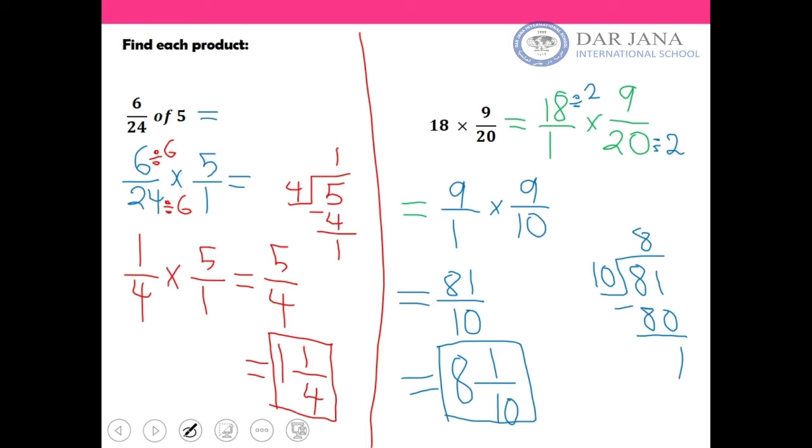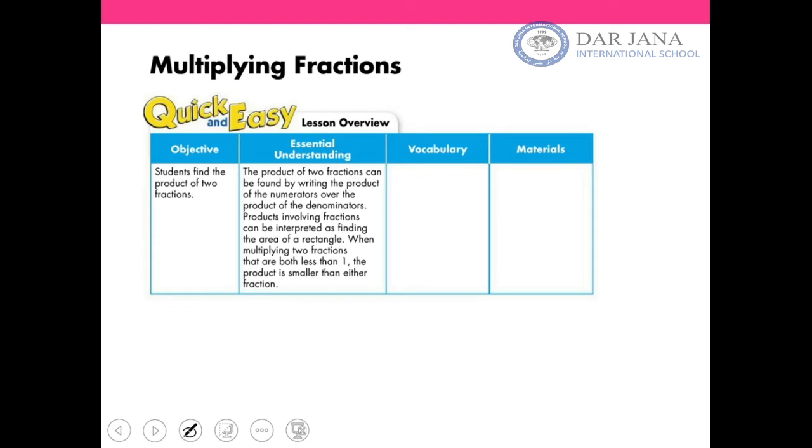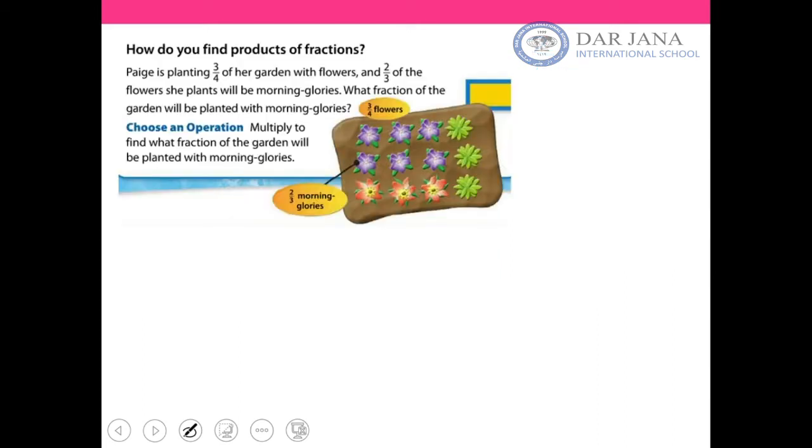This is the end of the first lesson. Now we're going to move on to the second lesson, 8.3, which is multiplying fractions. This means that I need to multiply fractions by fractions. Let's look at this example. How do you find products of fractions?